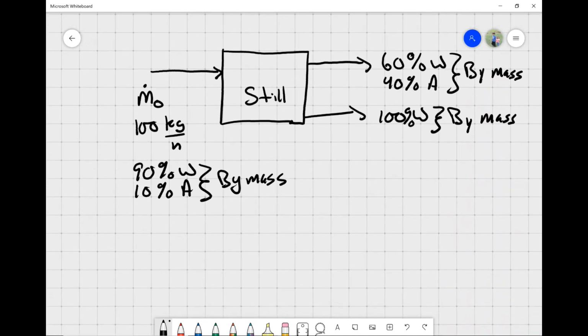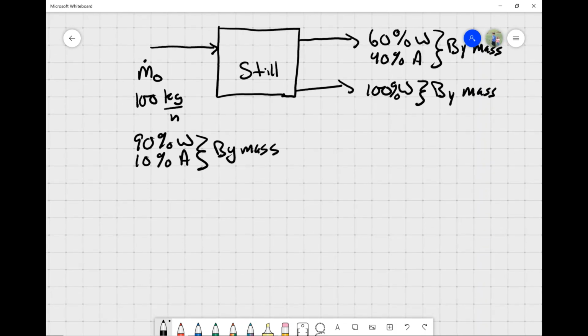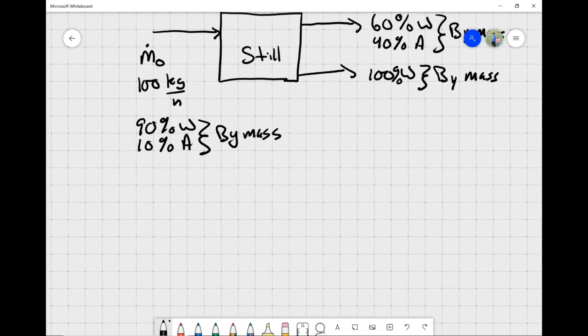I've said it before and I'll say it again: the key to this class is bookkeeping. Really, it really is, and writing everything down. So the way we do this now is we're going to go back and look at our general balance equation, right?